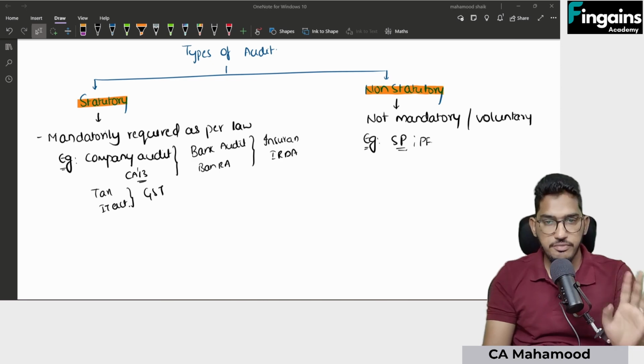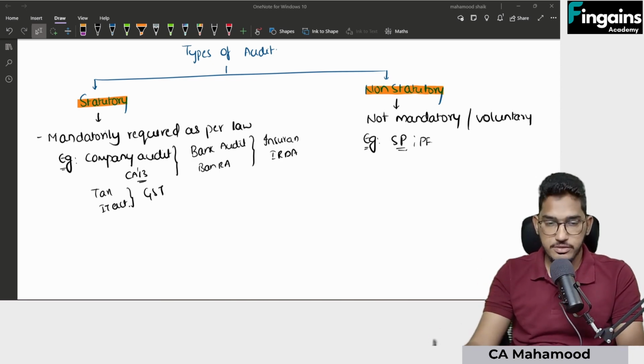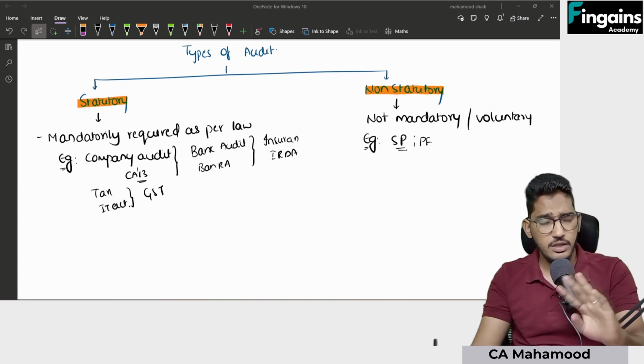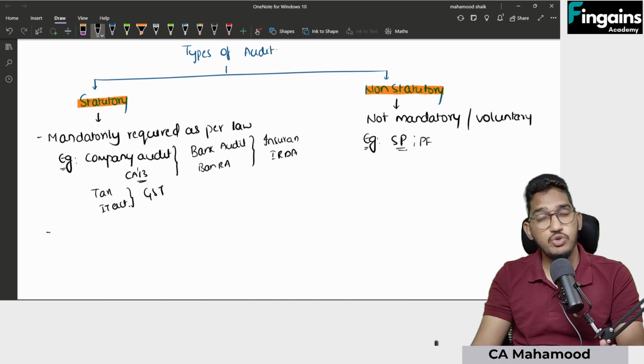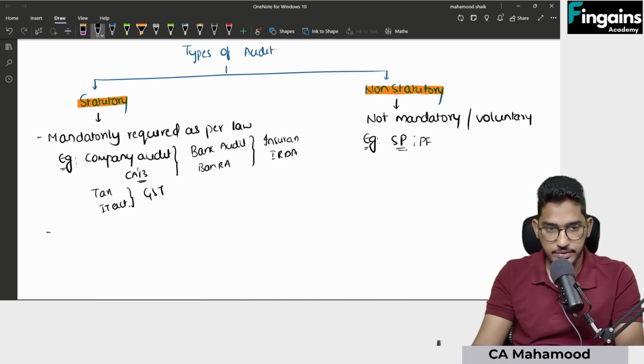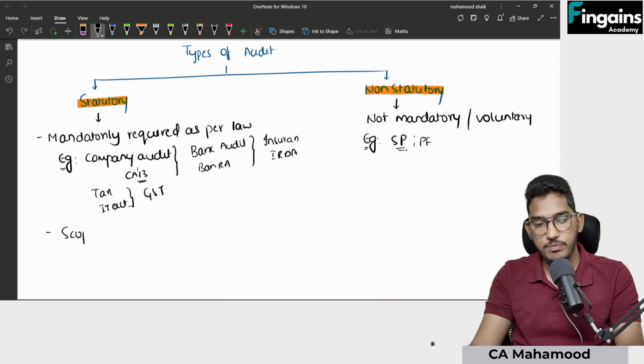Next, a few more points regarding statutory and non-statutory audit. We have seen the mechanism for audit. Now, who will decide the scope and objective of the auditor? That means what will be the rights of the auditor, what will be the duties, what responsibilities he has to fulfill, to whom he has to submit the report, what functions he has to perform. Who will decide the scope and objectives of the auditor? Nothing but rights, responsibilities, everything.